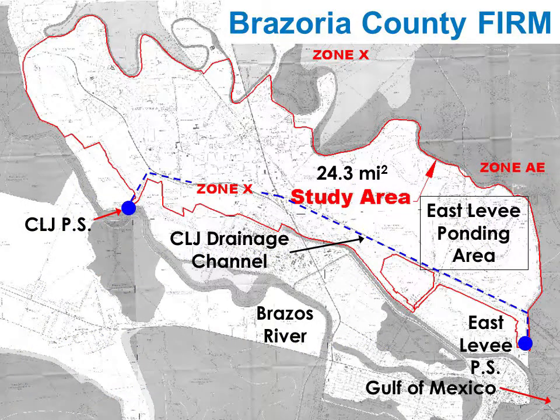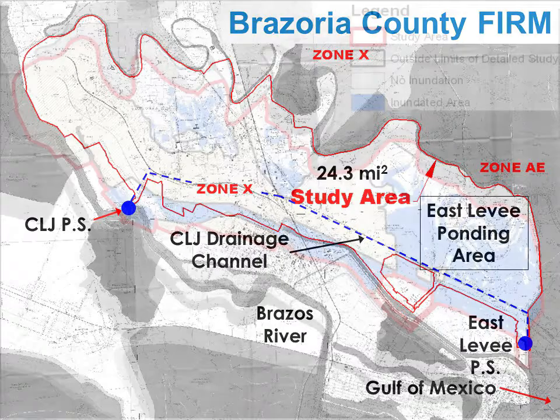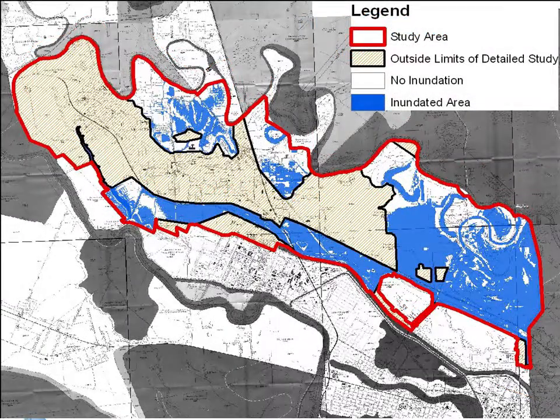So this is what it looked like before the study, with the entire interior levee system just mapped as being out of the floodplain, which it was out of the floodplain of the flooding source, but there's still interior floodplain. So the results of the study show inundated areas in blue, which previously were not shown to have flooding risk.